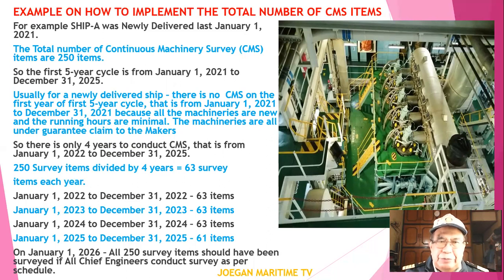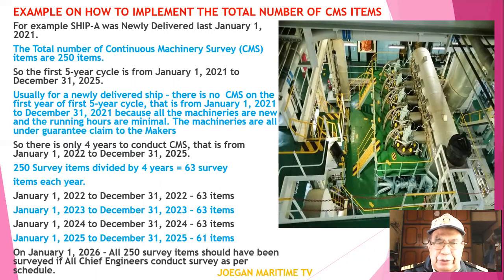250 survey items divided by 4 years equals 63 survey items each year. So for January 1 to December 31, 2022, 63 items to be surveyed. From January 1, 2023 to December 2023, 63 items. For January 1 to December 31, 2024, another 63 items.